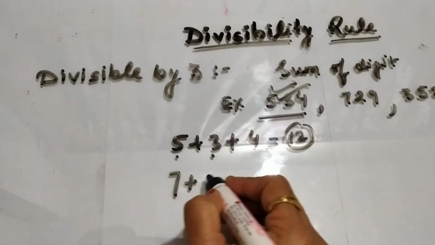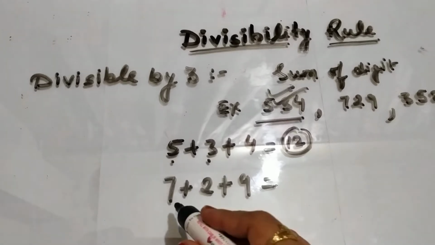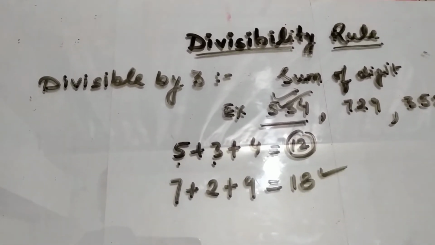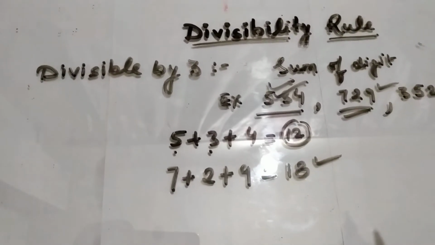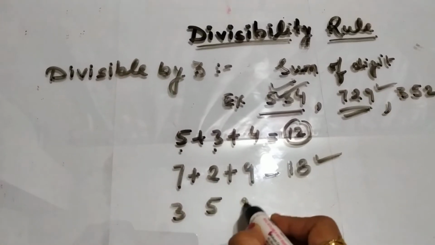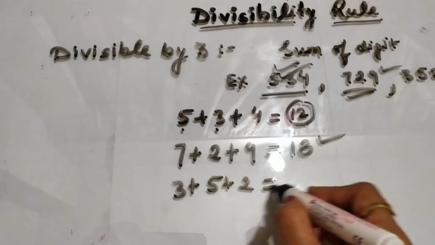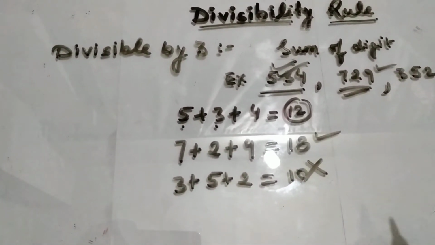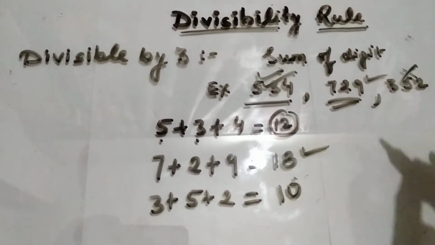Next, 729. 7 plus 2 plus 9. 7 plus 2 is 9, 9 plus 9 is 18. 3 sixes are 18. That means this number is also divisible by 3. Now 352. 3 plus 5 plus 2 is 10. 10 is not in the table of 3, so that number is not divisible by 3.